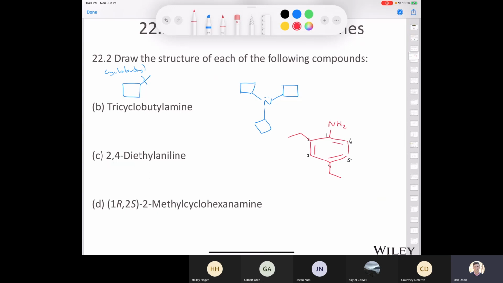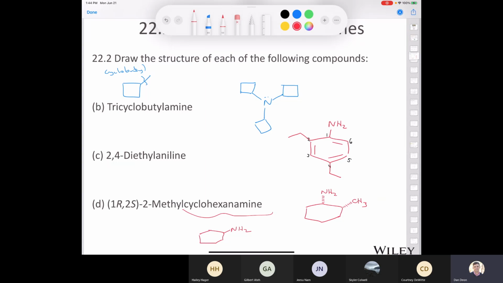And the last one is a cyclohexanamine. So that means it's going to look like this. We've got an amino group here, like a cyclohexanol. So we've got 1R, 2S, 2-methylcyclohexanamine. So what I like to do is this. I will start like this. I'll put in the amino group, and then I'll put in the methyl group like this. I'll put them both on wedges so that if they're wrong, I can just shade them in.